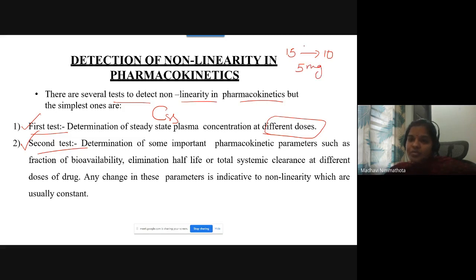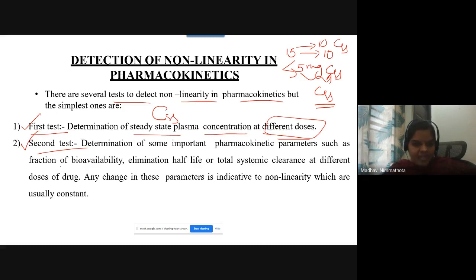So for the first time you need to calculate the CSS for 10 mg and then again for 5 mg CSS. So how much time it is taking to reach its steady state concentration. Okay, so in that pattern, determination of steady state plasma concentration at different doses is one of the methods.